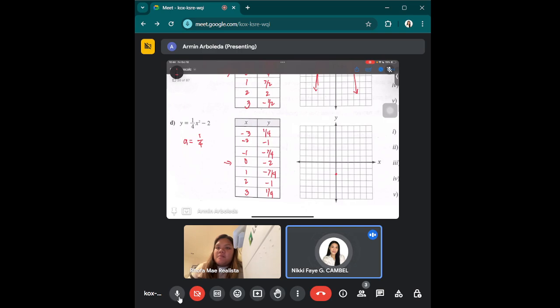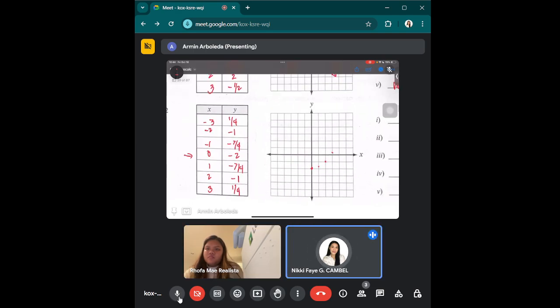Plotting it, 7/4 is 1.75, so that's around here. 1 and 7/4, 1.75. And then 2 and negative 1 here, and then 3 and 1/4. It's right about here. I don't think it needs to be perfect since you're going to connect it anyway.